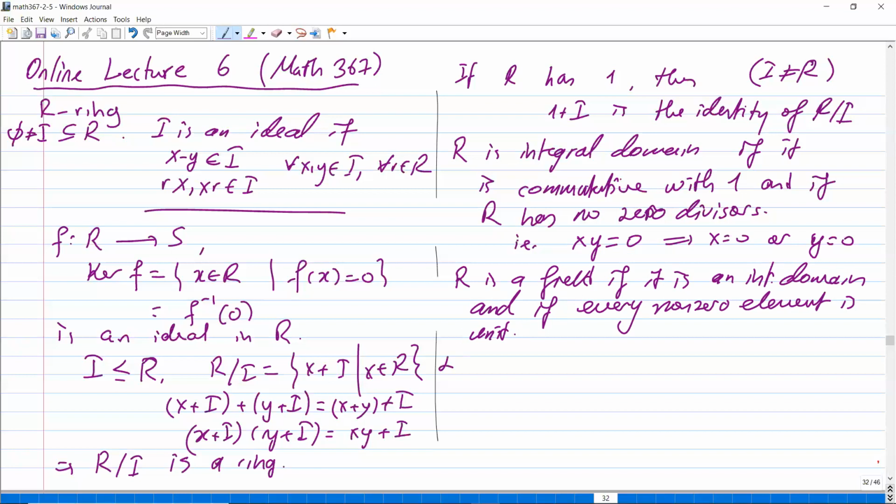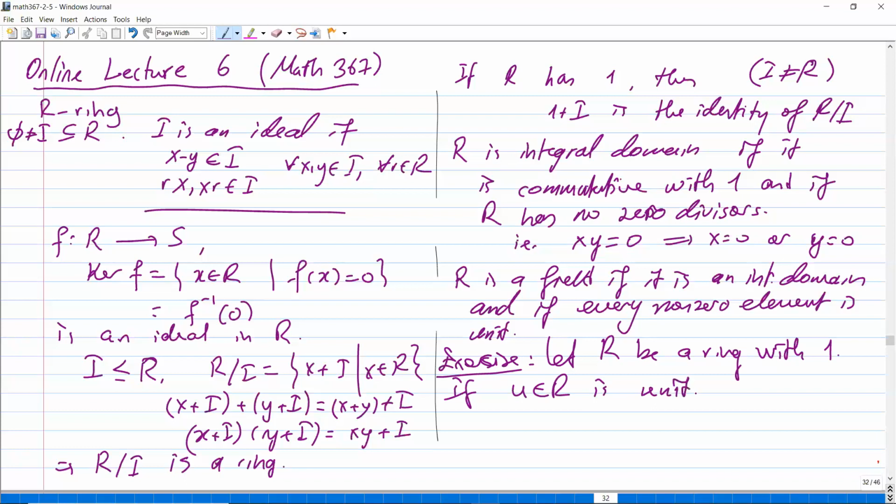So here is an exercise for you. Let R be a ring with 1. If u is a unit, then u is not a zero divisor. Of course, we assume that 1 is not equal to 0. That's an exercise for you.